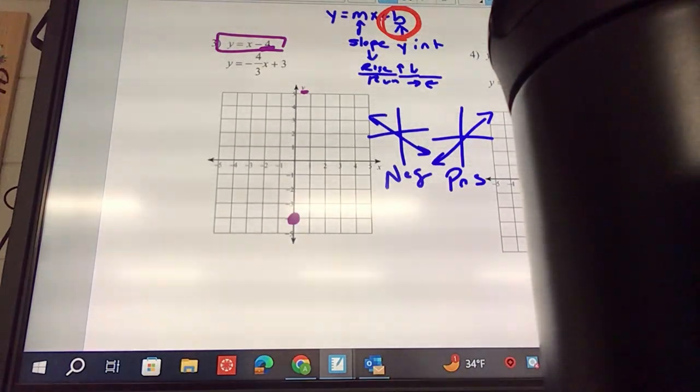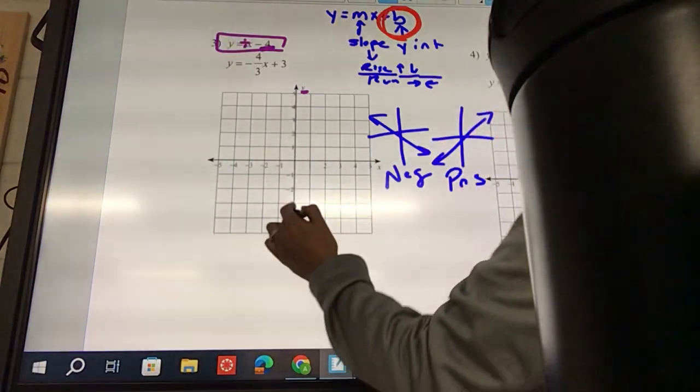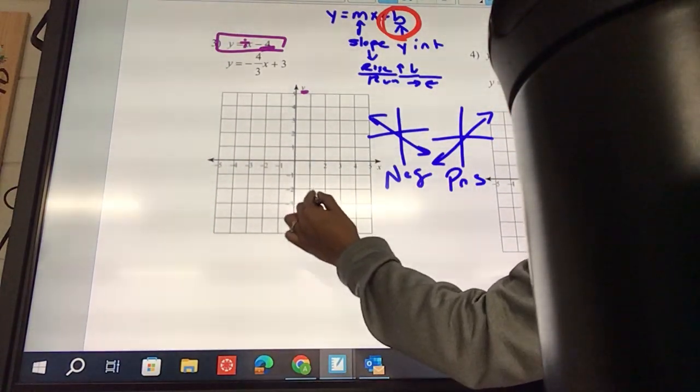Then we're going to graph the slope. In this case, what is the slope? If there's no number in front of my x, what number is it? A 1, or a 1 over 1. So there's an imaginary 1 over 1 here. From this dot, you're going to count up 1 and over 1 and make another dot.